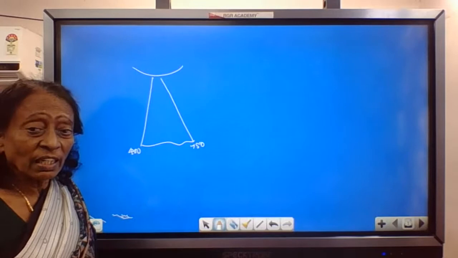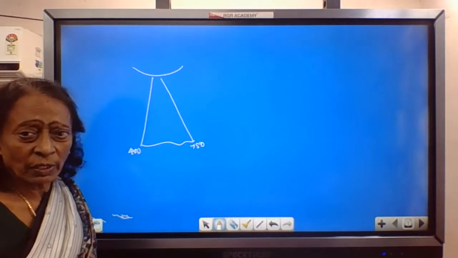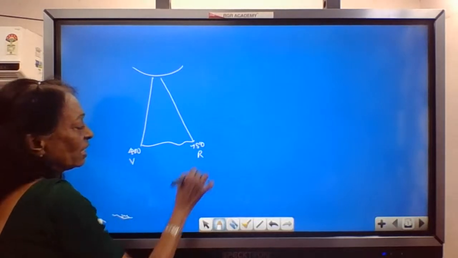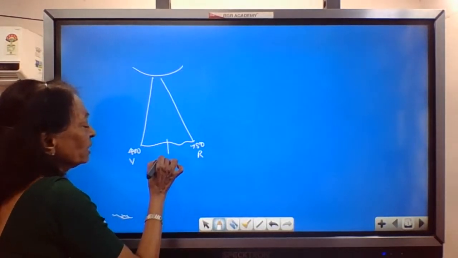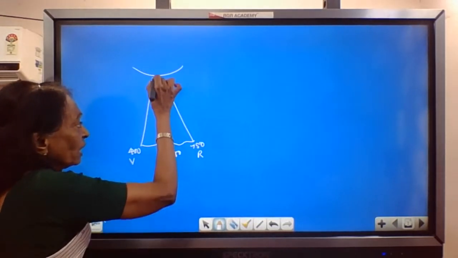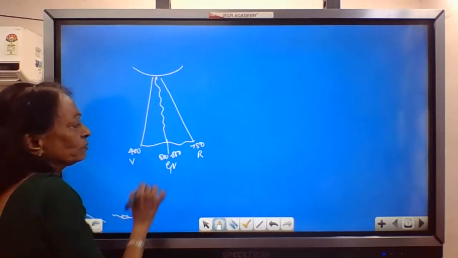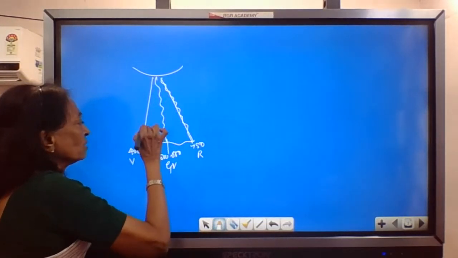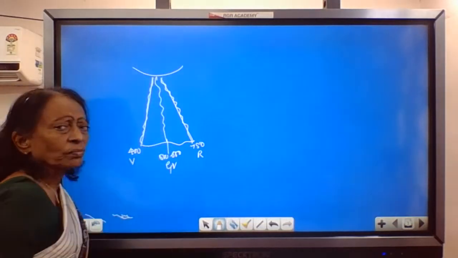In that, the green light is in the range of 500 to 550. So we are starting with V and this is the end, R. In between, 500 to 550 nm, you will have the green. That is, this ray will have the wavelength of this nm. Now the ray here will have the wavelength of this nm. That's the meaning of it.